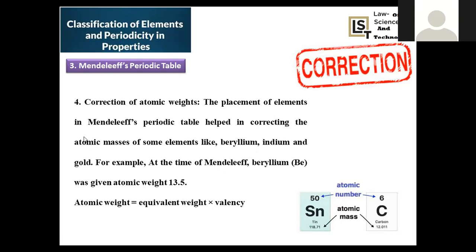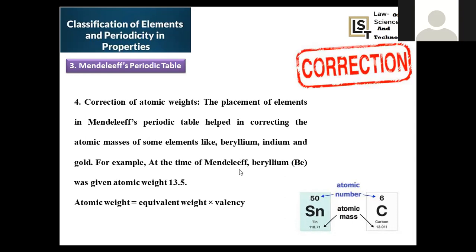The placement of elements in the Mendeleeff periodic table helped in correcting the atomic masses of some elements, like beryllium. So, based on his periodic table, beryllium, indium, and also gold, whose atomic weight values were already established, were corrected into accurate values. This is also, we can say, an achievement of Mendeleeff's periodic table. What was already established for beryllium, indium, and gold got modified and made into a correct integer value.